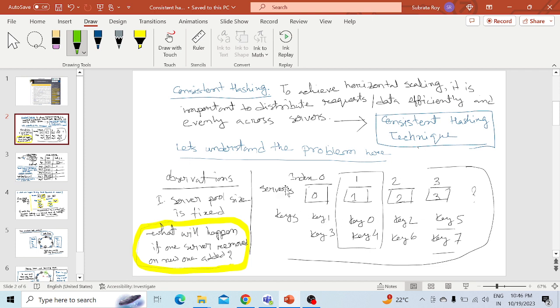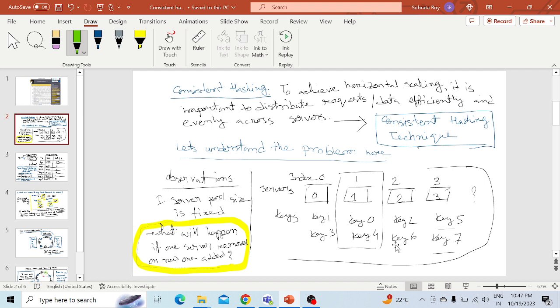Now I want to look for some data, so where do I need to reach? That's why the keys are important. It's a hashing key, so it says: anything related to key 1 and key 3, I look in server 0; key 0 and key 4, I look in server 1; key 2 and key 6, I look in server 2; and key 5 and key 7, server 3.